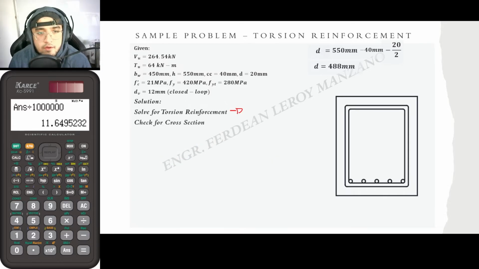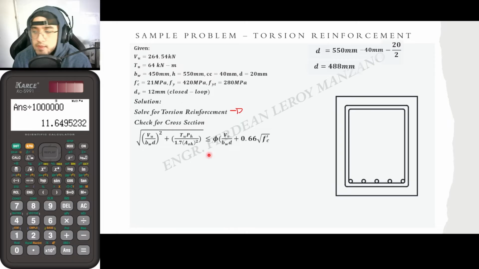Okay, so in order for us to check if the section dimensions are adequate, we should now check if this equation would be satisfied. In this equation, we need the value for VU. We already have that. We should also know the value of TU, PH, AOH, and so on. So the only new parameters here are the values for PH and AOH. For those values, we would once again shade the area of concern here, which is bounded by the middle of the shear reinforcement, or of the stirrup.